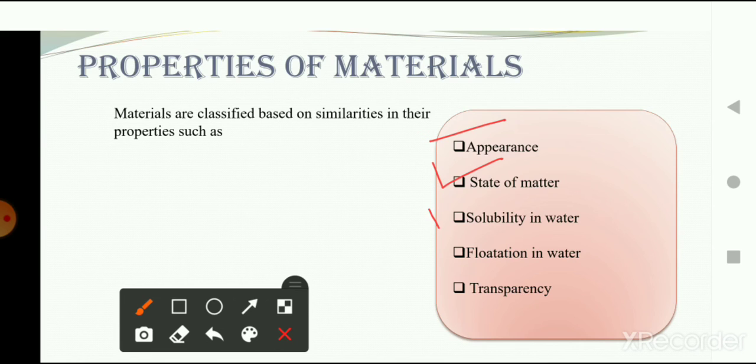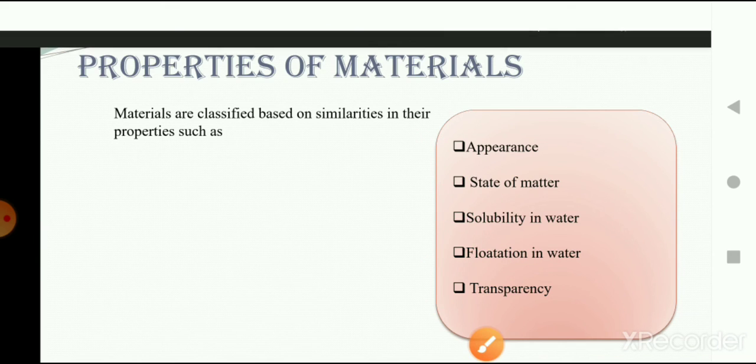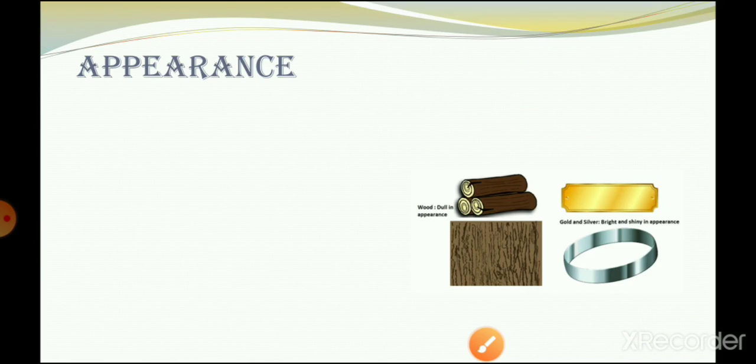Then we have solubility in water. Then there comes the flotation in water, and transparency. So these are the five types under which we are going to see what the materials are and how they are classified into these groups. Okay, so let's start with the first one, that is appearance.